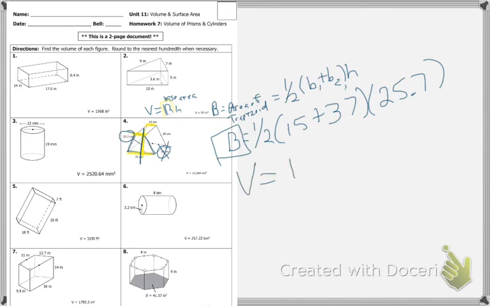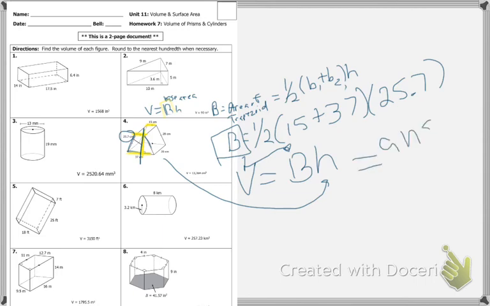Then you can fill in big B times H. This is the H. This will be that. And that will give you your answer.